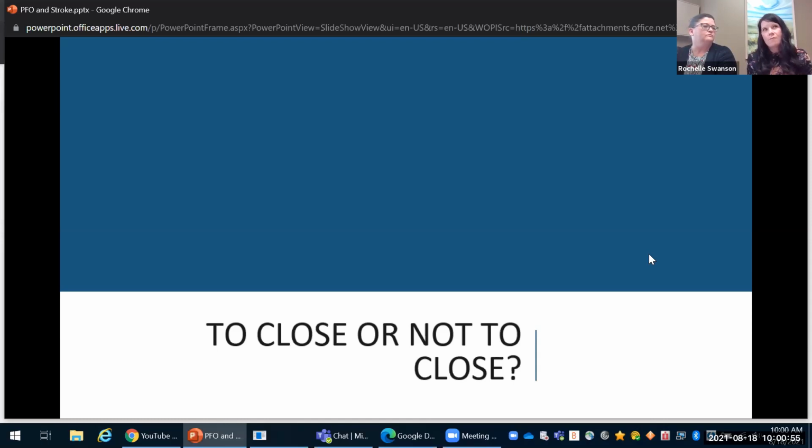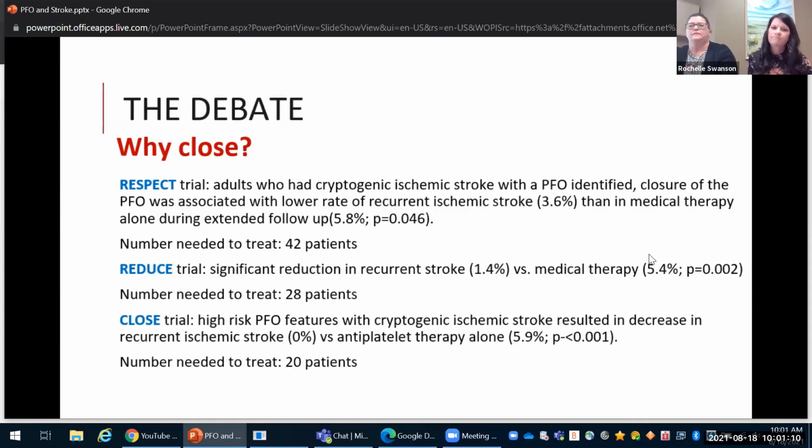So I went through to have my PFO closed, and essentially the risk of having another stroke is down to 2%. So I thought, well, it's not by a significant amount, but it's lower, and I was willing to take that risk. So I ended up having mine closed.